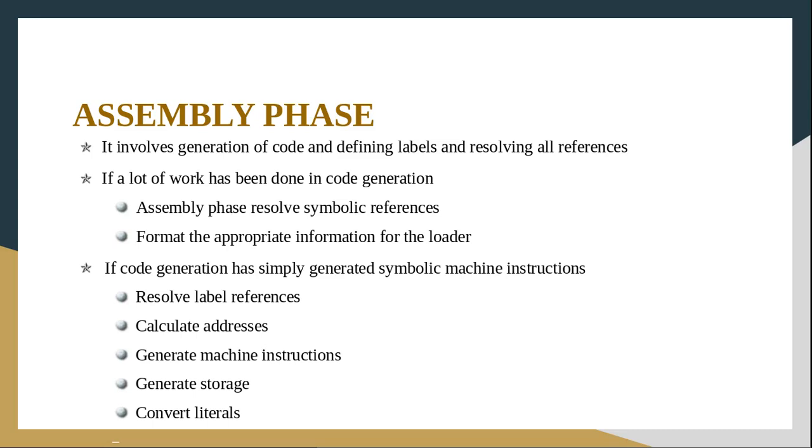Then calculate the actual addresses. Then generate machine instructions. That means we have to represent the instructions in binary format. Then generate storage. That means the real storage locations we have to generate for the machine code instructions. Then convert literals. Literals we have to convert into hexadecimal format, that is the machine readable format. All the constants will be converted into the appropriate format so that it can be executed. This is the last phase of our compiler design, that is the assembly phase.